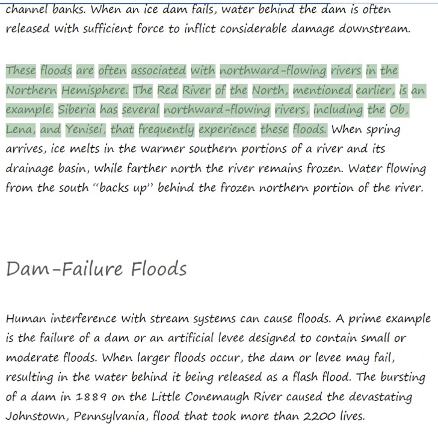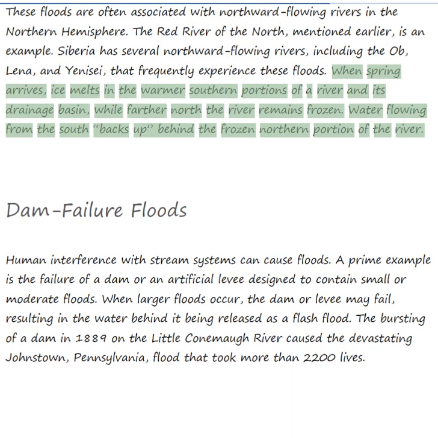These floods are often associated with northward flowing rivers in the northern hemisphere. The Red River of the North, mentioned earlier, is an example. Siberia has several northward flowing rivers, including the Ob, Lena, and Yenisei, that frequently experience these floods. When spring arrives, ice melts in the warmer southern portions of a river and its drainage basin, while farther north the river remains frozen. Water flowing from the south backs up behind the frozen northern portion of the river.